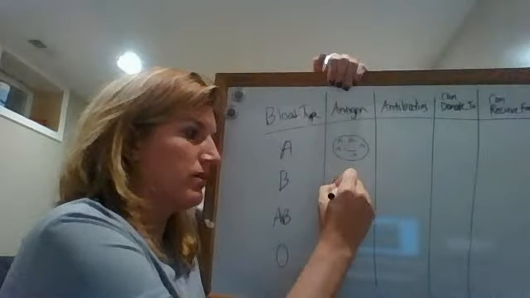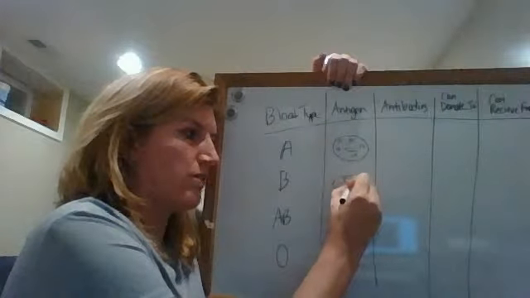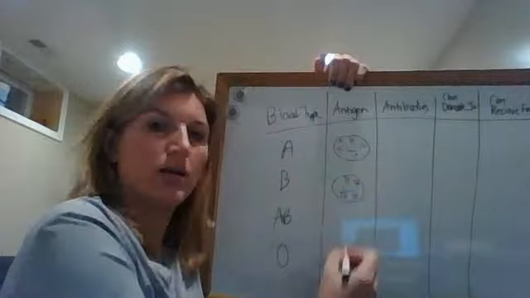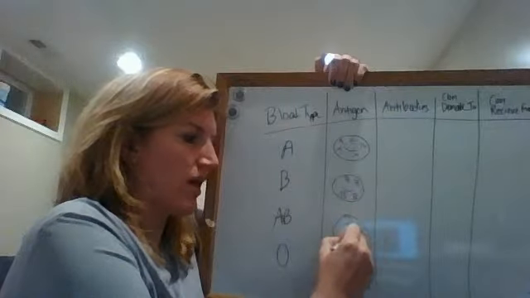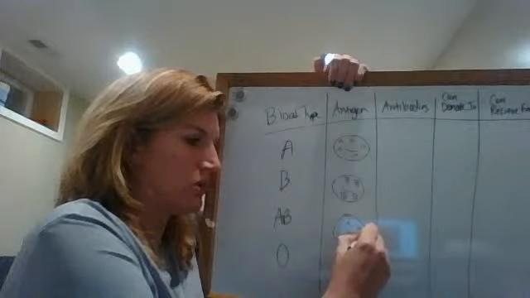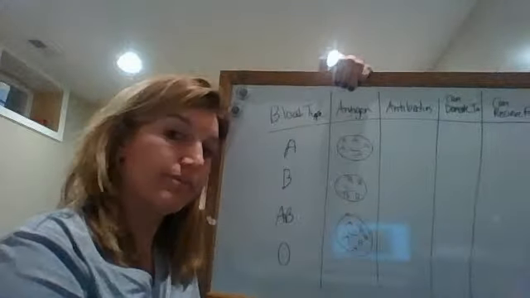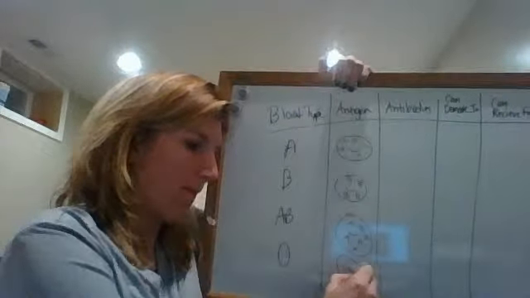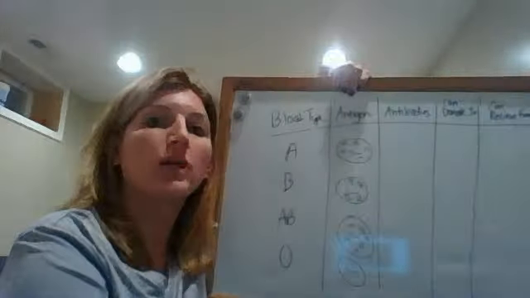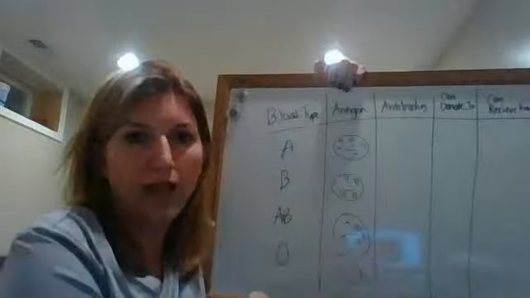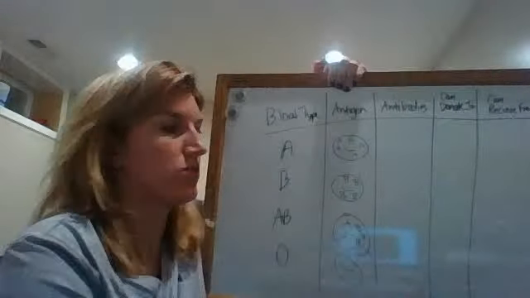People that have B blood are going to have B antigens. People that have AB blood are going to have A and B antigens. And guess what? People that are O have none. There's no such thing as an O antigen. O is basically the absence of A and B. It's the default, so to speak.